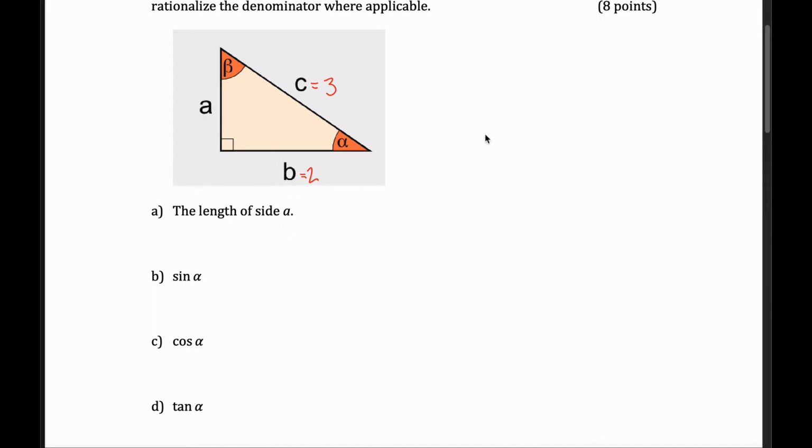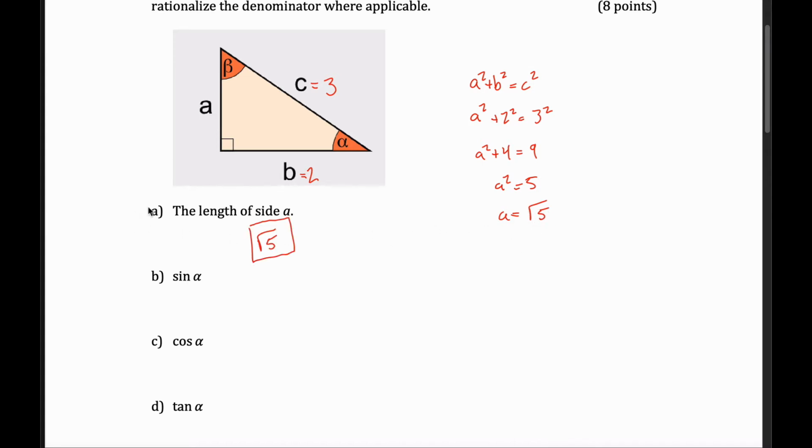Well, we can get this using the Pythagorean Theorem. We know that a squared plus b squared equals c squared, where a and b represent the lengths of the two legs of a right triangle, and c represents the length of the hypotenuse of that right triangle. And since b and c are given to us, we can plug those in to get that a squared plus 2 squared must be equal to 3 squared. So a squared plus 4 must be equal to 9. So a squared is equal to 5. a is plus or minus the square root of 5. But since I'm talking about a side length, it must be the positive, the square root of 5.